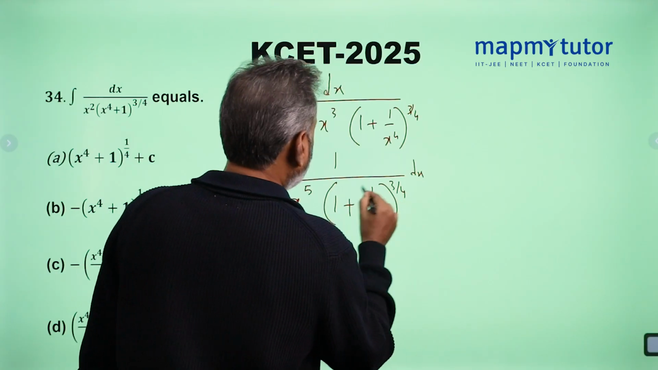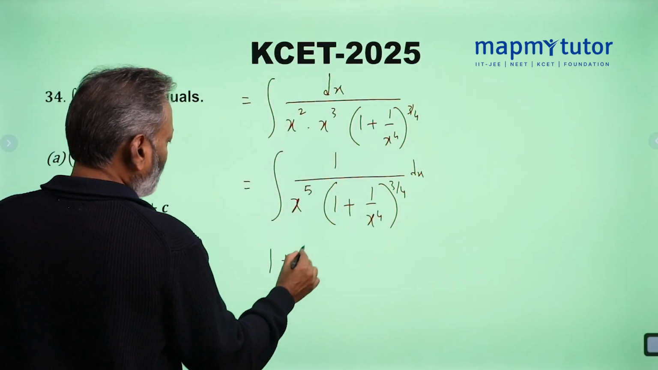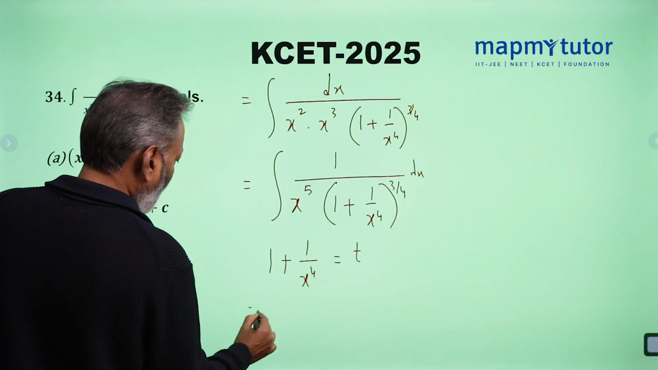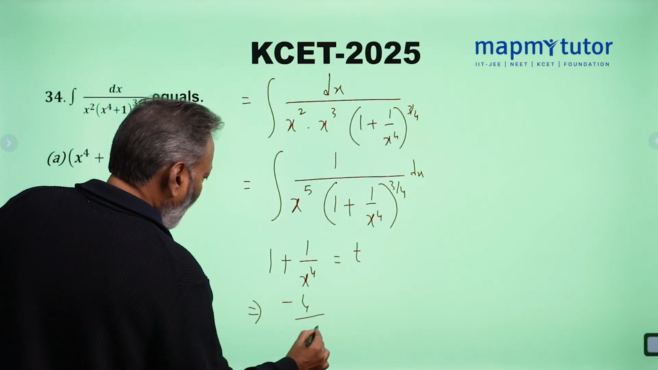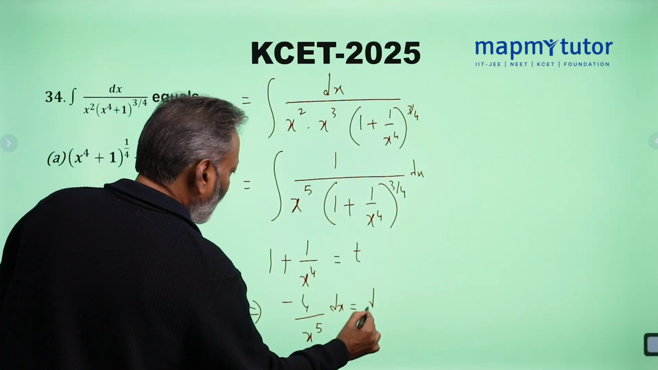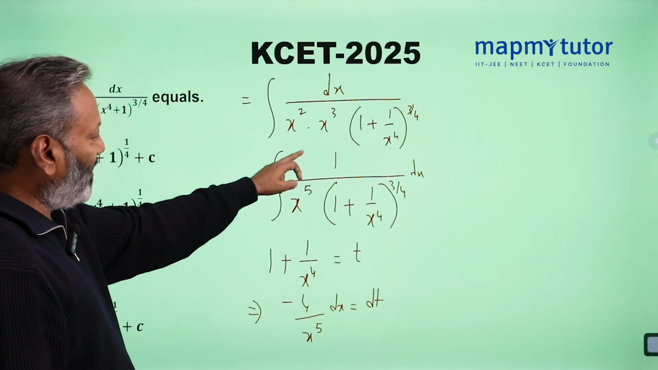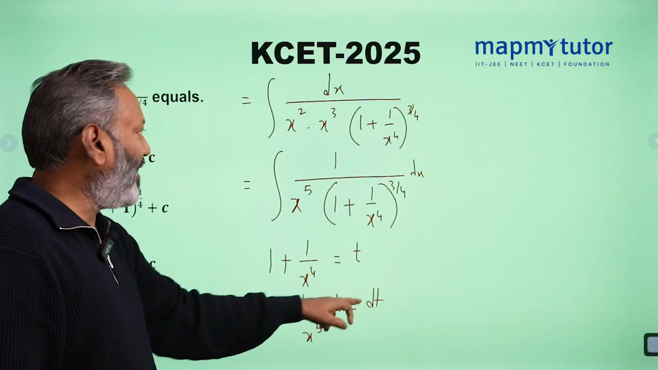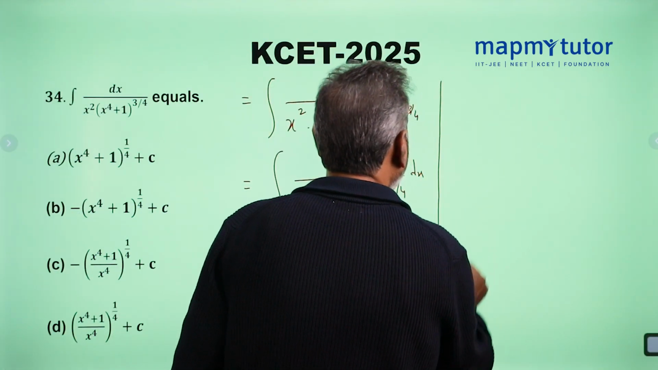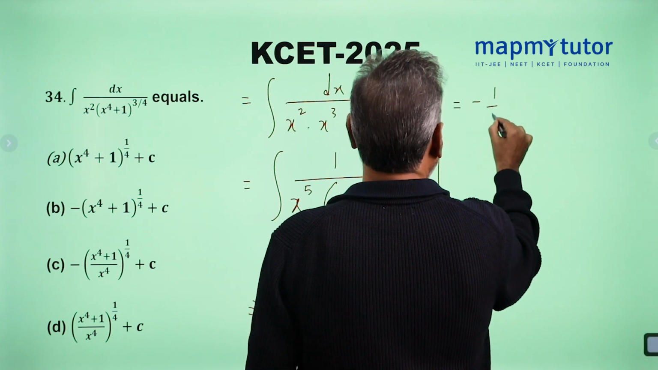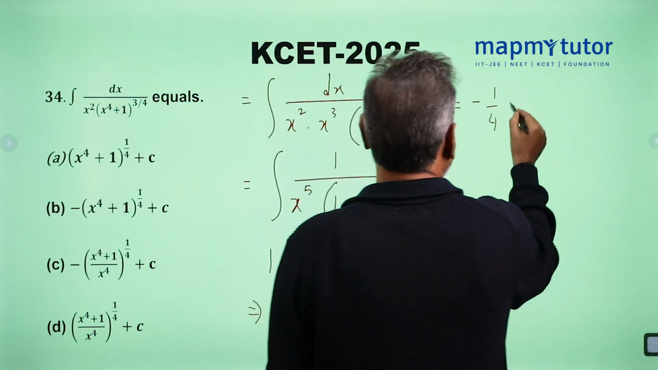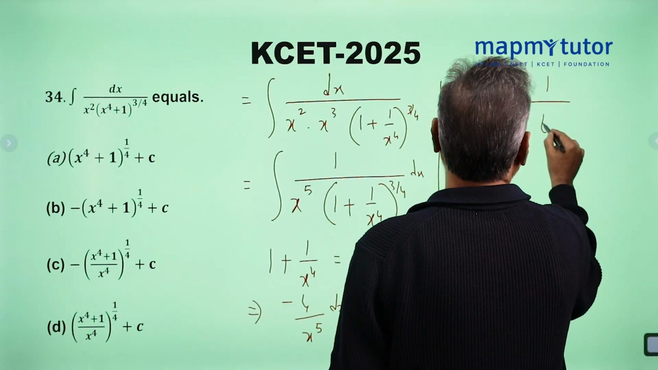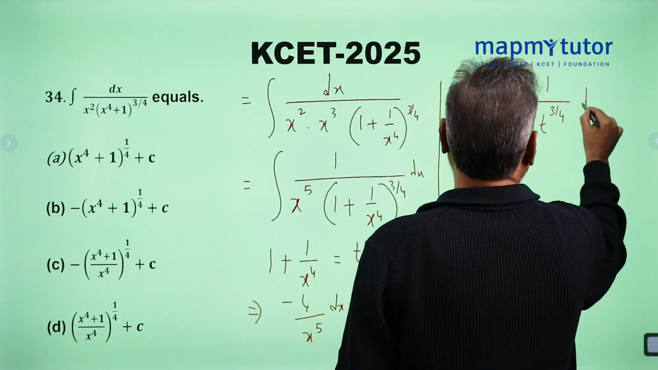Now, this comes under substitution. What is the right substitution here? Let 1 plus 1 by x power 4 be t. So minus 4 by x power 5 dx is dt. That's why they created 1 by x power 5 here. So I can replace this 1 by x power 5 dx with dt by minus 4. And hence, the integral comes as minus 1 by 4, because that minus 4 goes to the right side, integral of 1 by t power 3 by 4 dt. This x power 5 anyway gets cancelled.